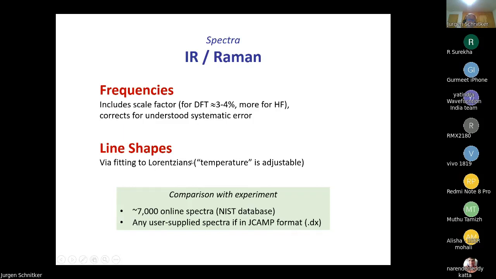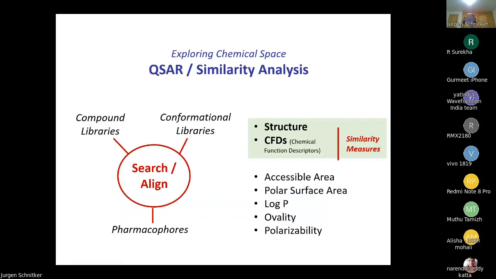So line shapes are obtained from fitting to Lorentzians. Comparison with experiment, 7,000 online spectra in the NIST database. Again, your own if you use the JCAMP format. So my last topic for the last few minutes is something related to QSAR and similarity analysis.